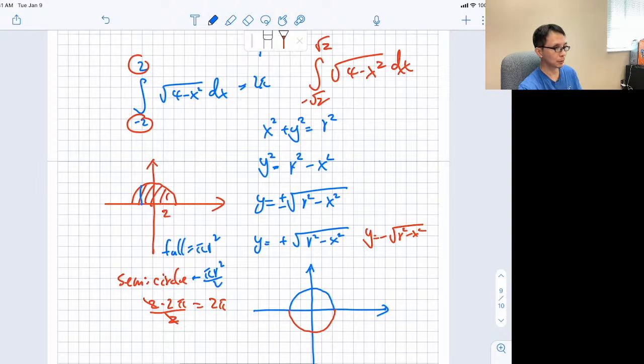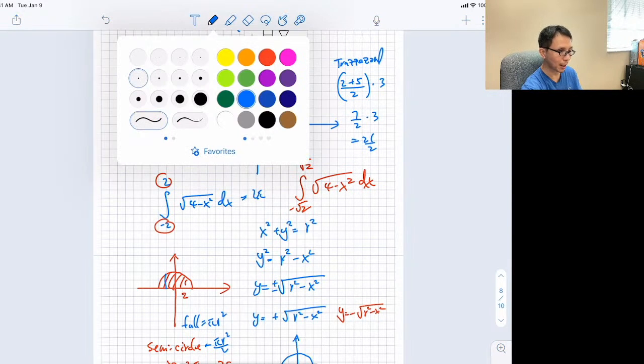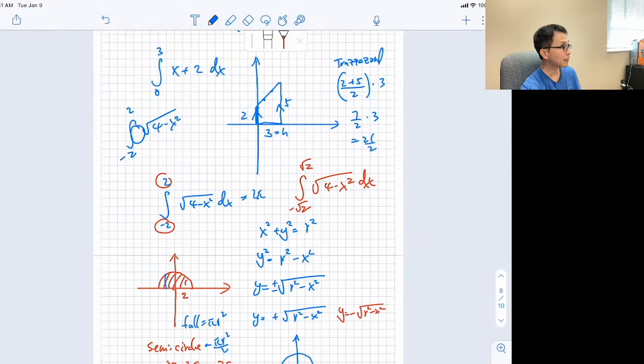No, substitution doesn't work because there is no 2x outside. In order for you to do substitution, you have to have some type of x outside. You have to have some type of u equal to 4 minus x squared, and du has to be first degree. So you don't have that. So u substitution does not work.